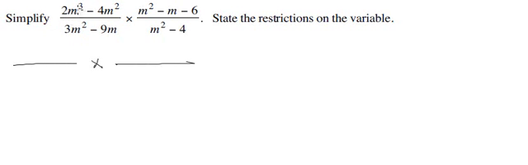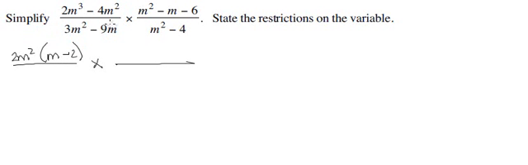The first one is a binomial. It's not a difference of squares or anything, but it contains the common factor, what would it be, 2m squared, can come out of this. 2m cubed divided by 2m squared is m, minus 4m squared divided by 2m squared is minus 2.